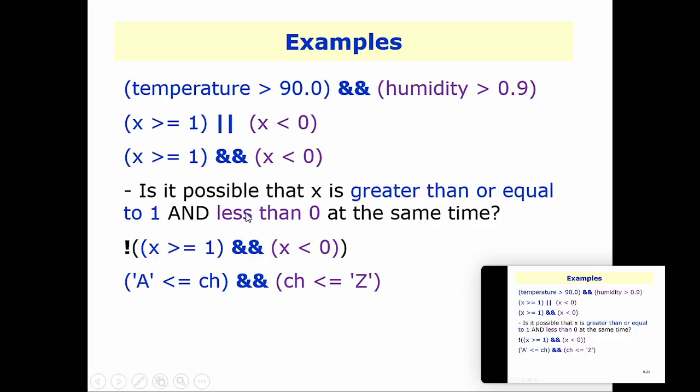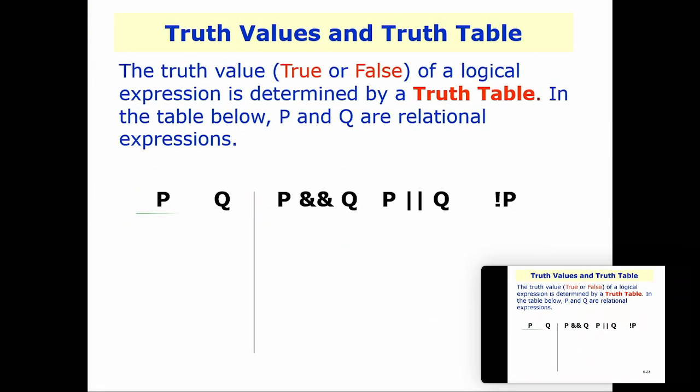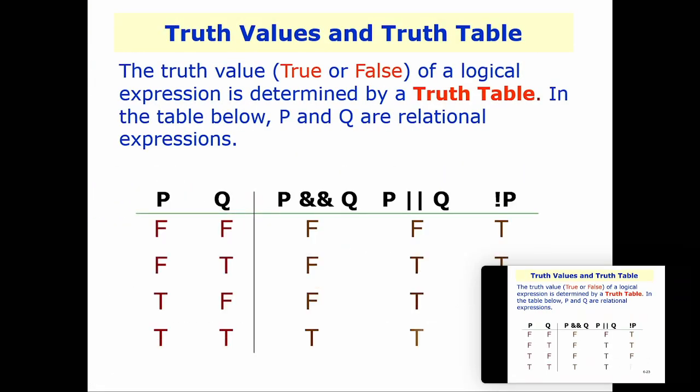Okay, then this is the example of the exclamation mark, NOT. Now x is larger than or equal to 1 and x is less than 0. This is always false, which is 0. Now you have a NOT, so 0 is turned to 1.